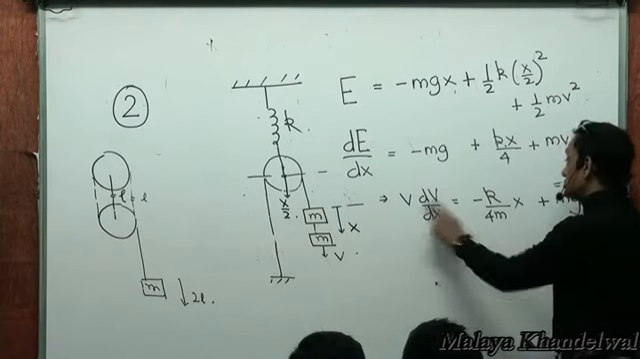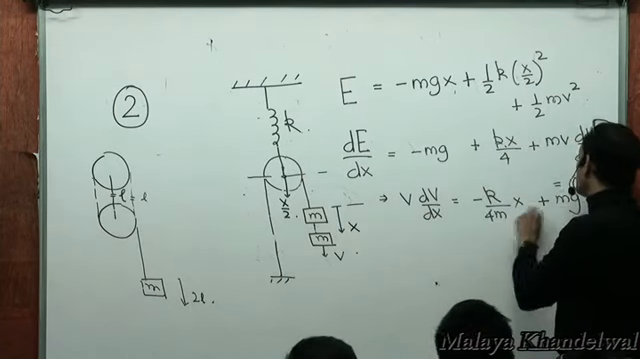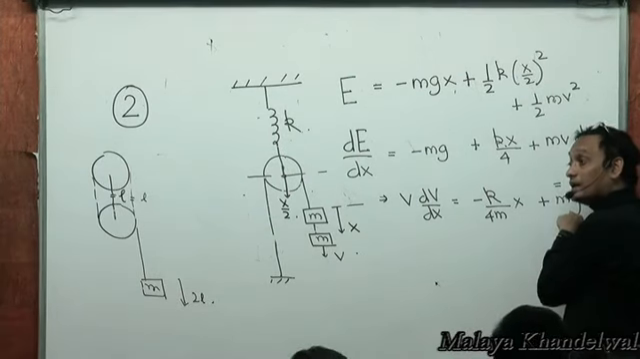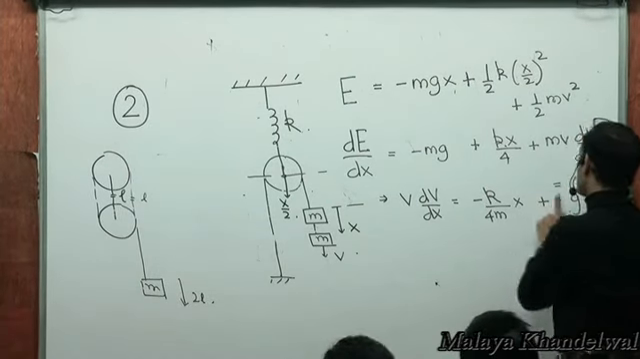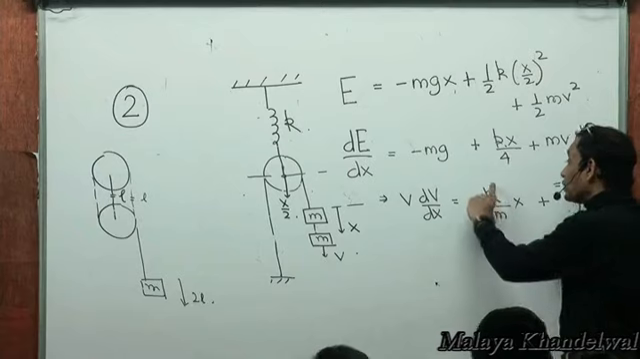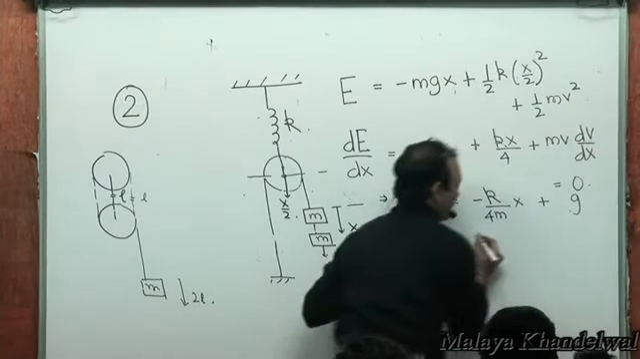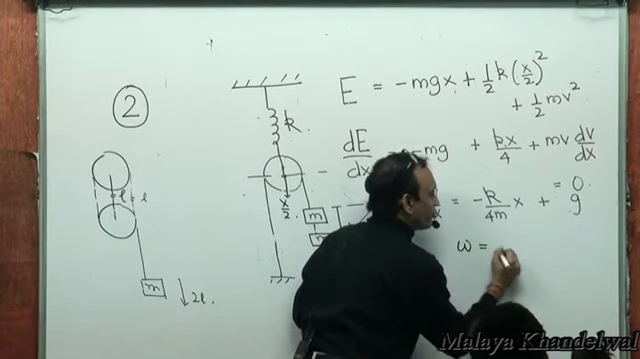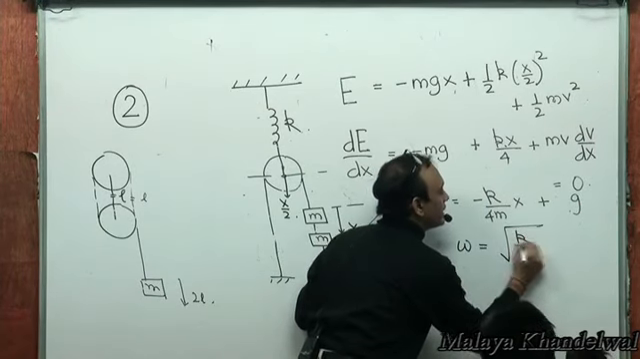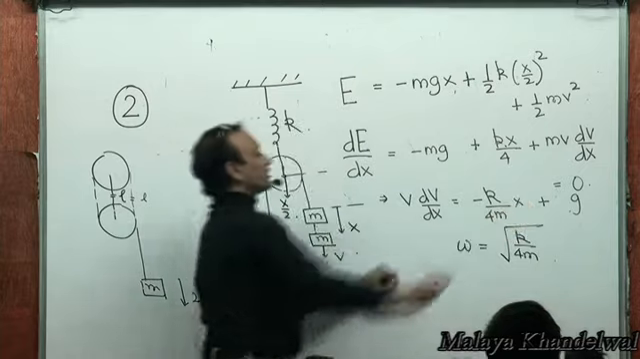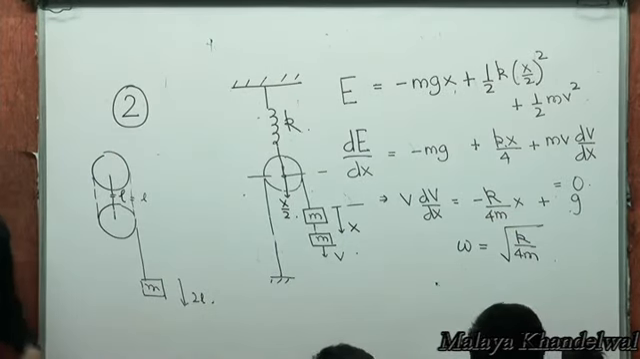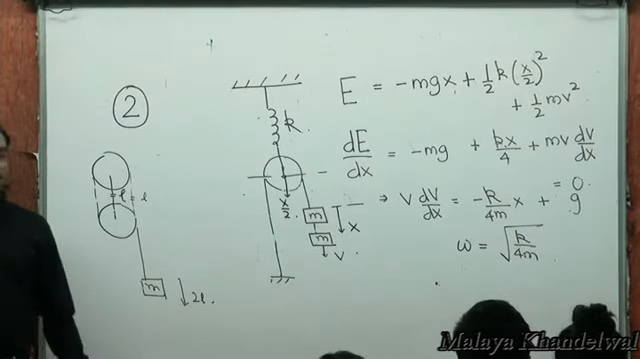So this is acceleration, minus a positive constant into x plus some other constant. The motion must be simple harmonic with k by 4m being the omega squared of the oscillator. Yes or no? So omega squared is k by 4m. Omega must be root k by 4m, the angular frequency of the oscillator. Root k by 4m. Clear?